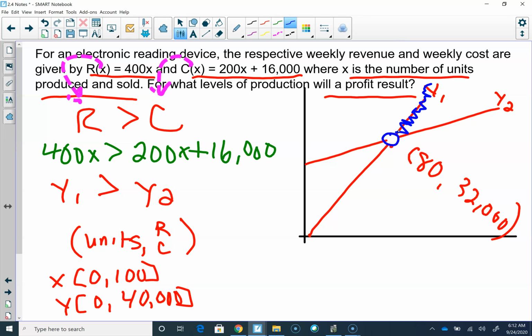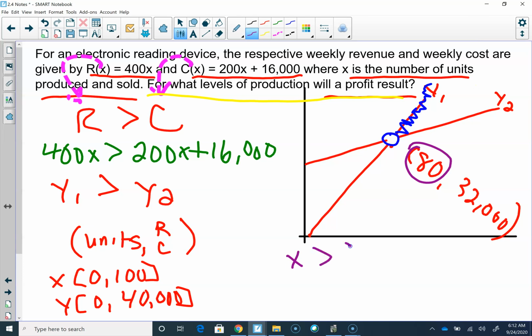So my answer is going to be, I'm really trying to find, so this can be a little confusing, but I know I have the full ordered pair here, but I got to go back and look at what they're asking me. For what levels of production will the profit result? So I want to know what is my X that would make a profit. So my X would be greater than this 80,000. Notice it's going this way, so it's going to the right.